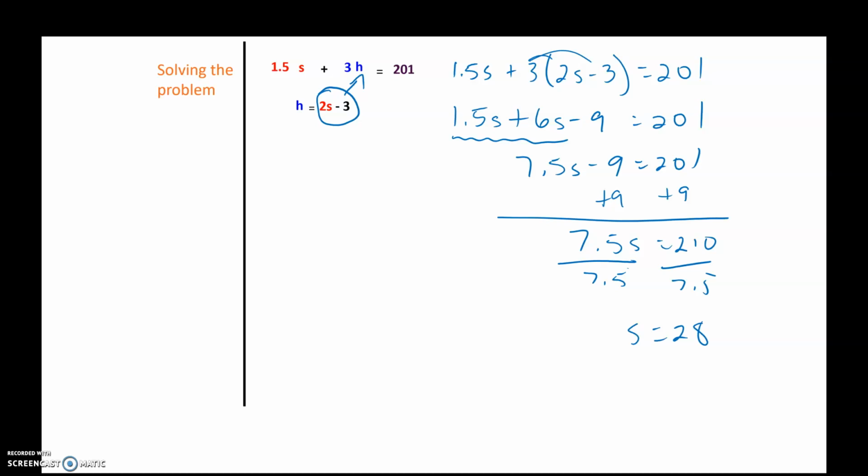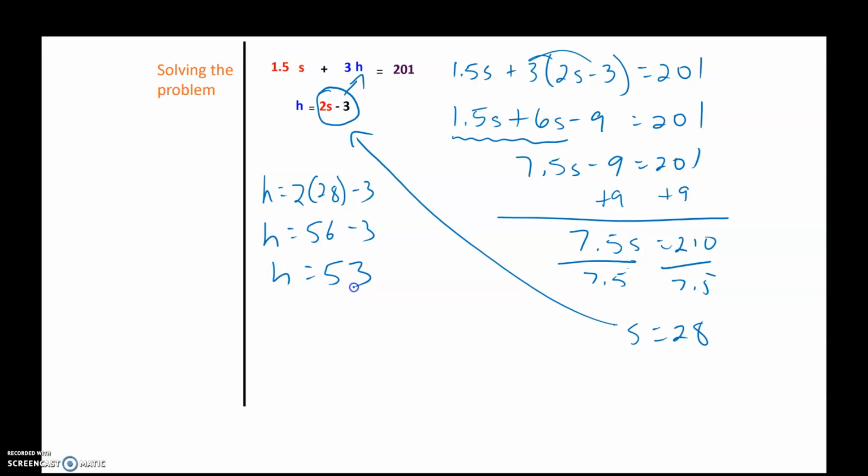Now, since we know how many sodas they bought, we can plug that in up here to find out how many hot dogs. So 2 times 28 minus 3. 56 minus 3. H equals 53. Holy smokes. They ate a bunch of hot dogs and had a lot of sodas. So they bought 53 hot dogs and 28 sodas.